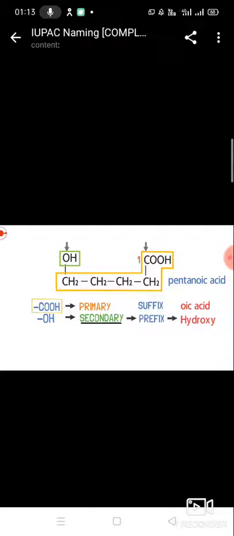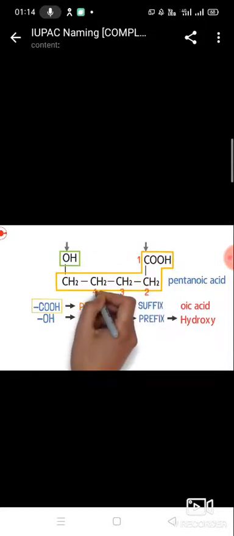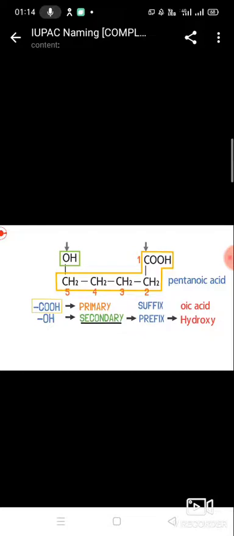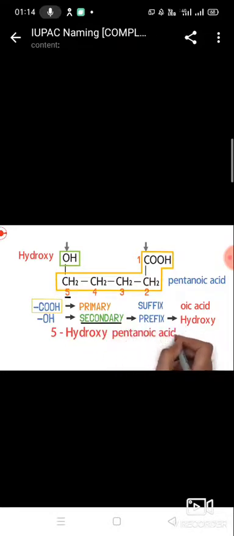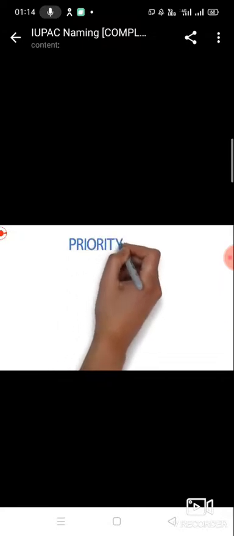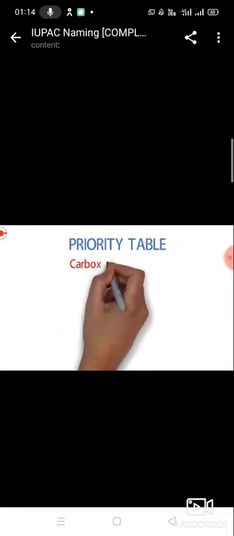And on this carbon atom, what is attached? A hydroxy group is attached on the fifth carbon atom. So 5-hydroxypentanoic acid. Why is it pentanoic acid? 5 carbon atoms are there in a straight line. Why is it 5-hydroxy? On the fifth carbon a hydroxy group is present. So when you see this priority, for which one do we have to give priority?